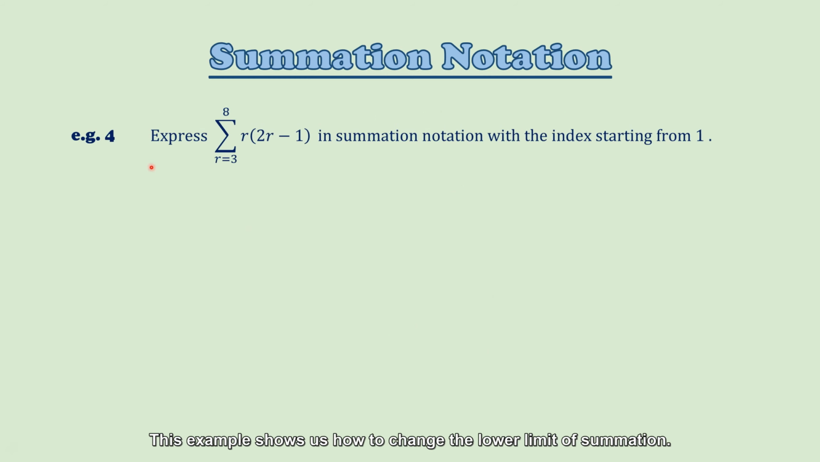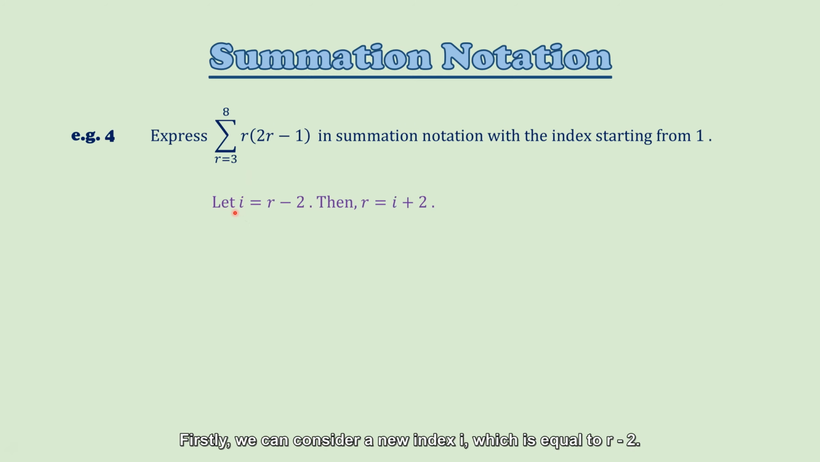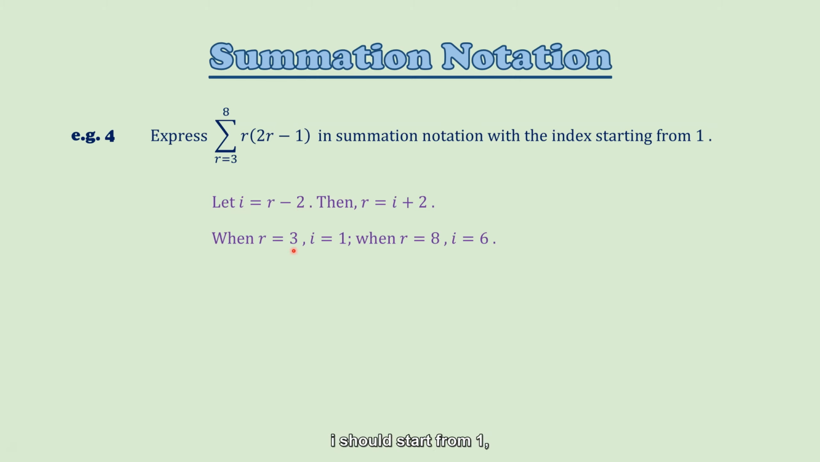This example shows us how to change the lower limit of summation. The original index starts from 3, and now we need to change it to start from 1. To make this change, we need to change the general term. Firstly, we can consider a new index i, which is equal to r minus 2. In this way, if r starts from 3, i should start from 1. And if r ends at 8, i should end at 6.